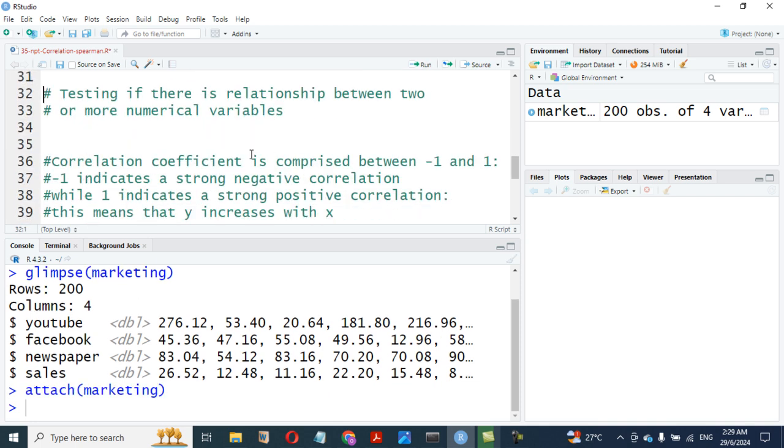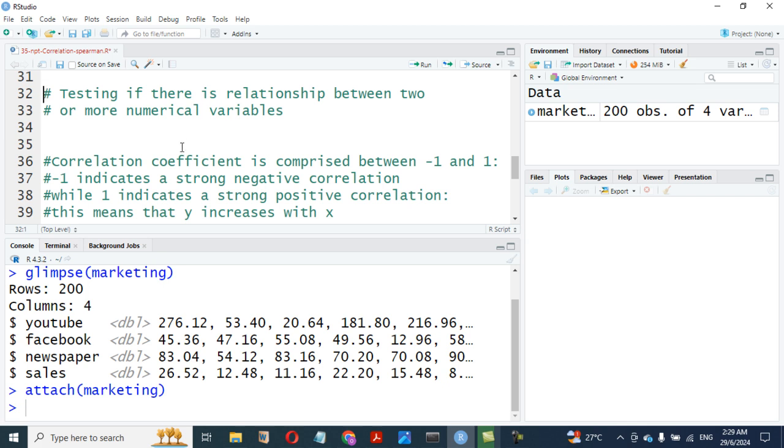All right. So we want to test if there is a relationship between two numerical variables. Let's assume the relation between sales and YouTube advertisements. Okay. So between sales and YouTube advertisement or Facebook advertisement, we want to see what the relationship between them is.